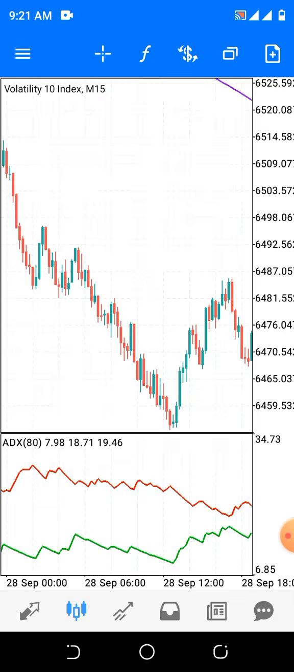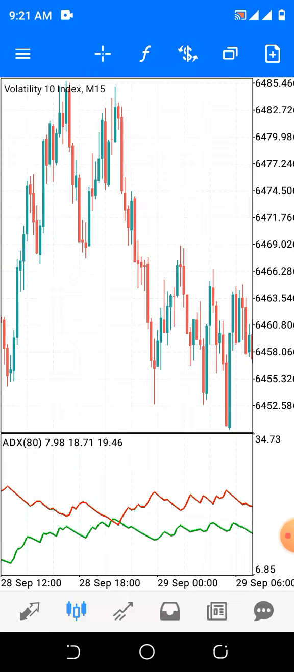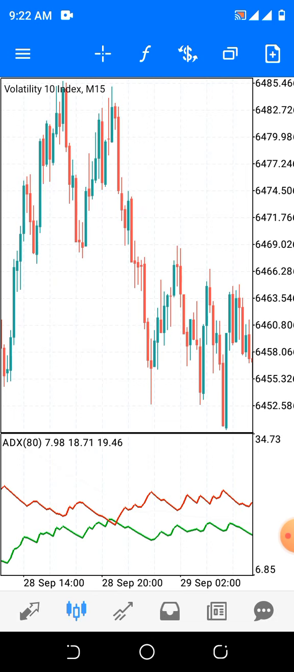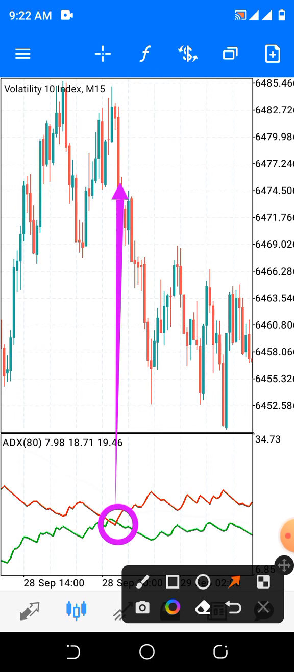Now if you miss the two entries, this is another entry for you. You only focus on selling. You're only looking for sell entries. Make another sell entry here, and you're still making your profit. You see, this is excess profit.